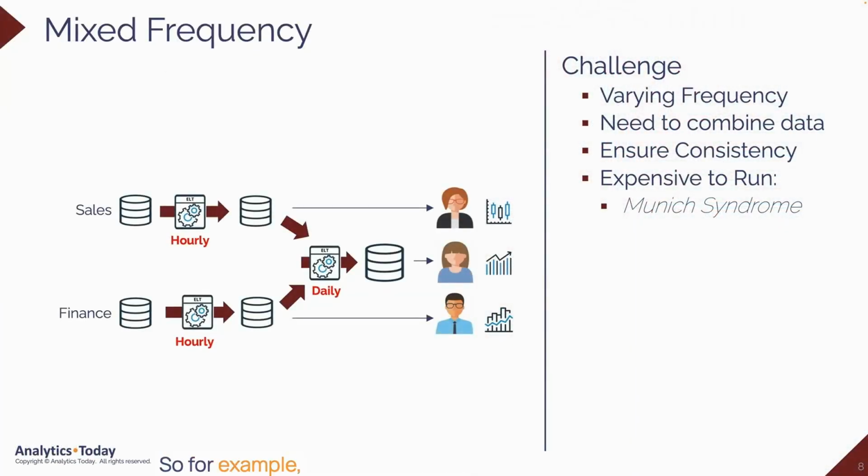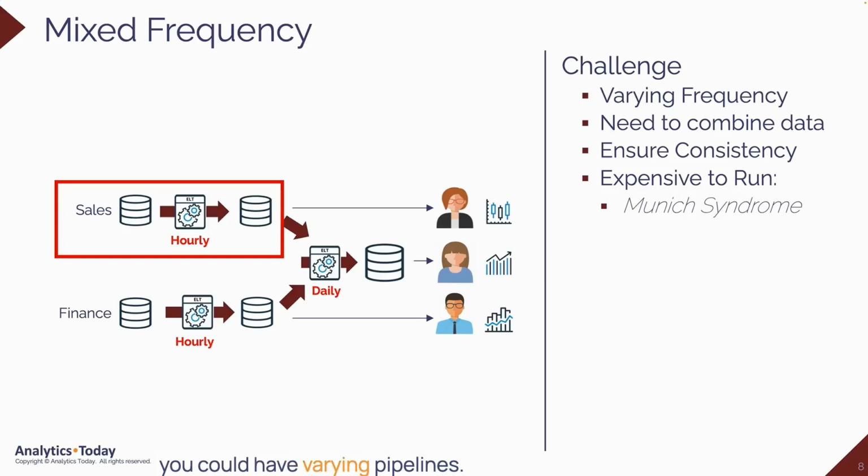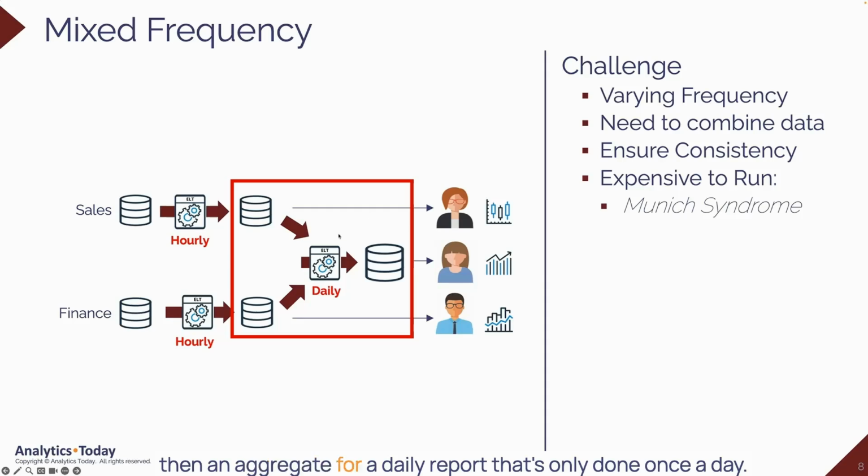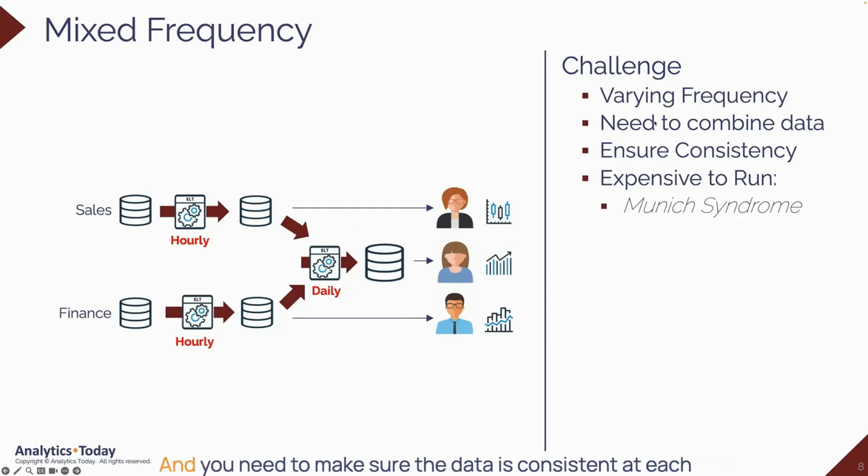So, for example, you could have varying pipelines. You can have a sales pipeline that is updated hourly and a finance pipeline hourly, but then an aggregate for a daily report that's only done once a day. And you need to make sure the data is consistent at each of these points. And it can be quite expensive to run.